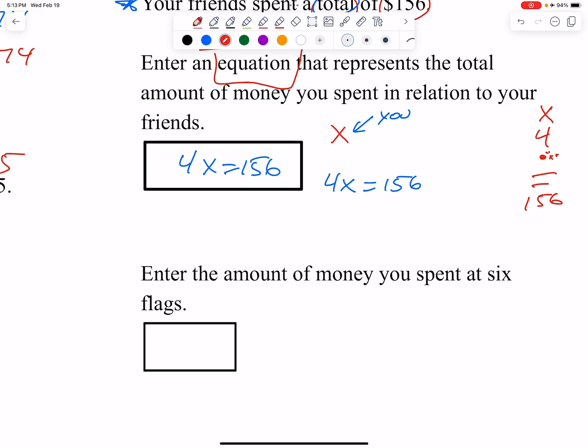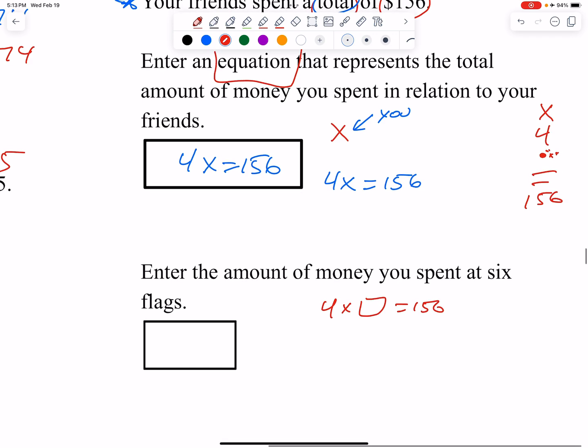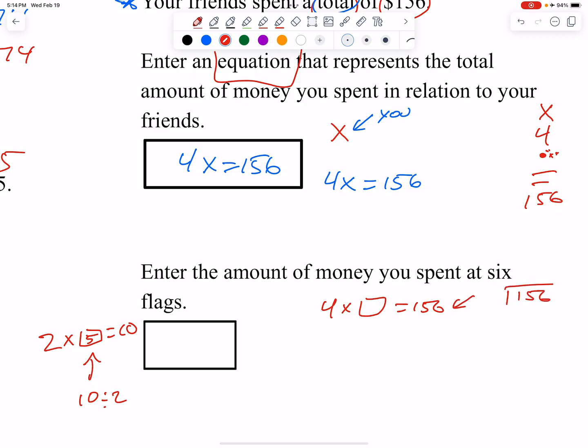Wow. So the idea is 4 times what is 156? Well, normally we would just divide, right? Let me give you a simple example. 2 times what equals 10? Well, in order to figure that out, we would just say 10 divided by 2, no? Because most of us would say, yeah, it's 5. Well, how did I get 5? It's 10 divided by 2. So if I use the same strategy, I can say 156 divided by 4.